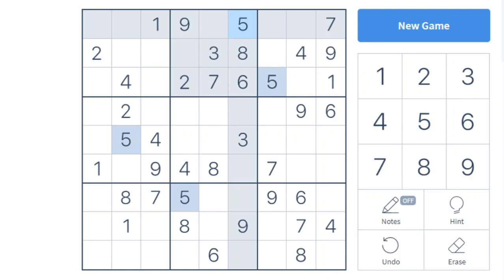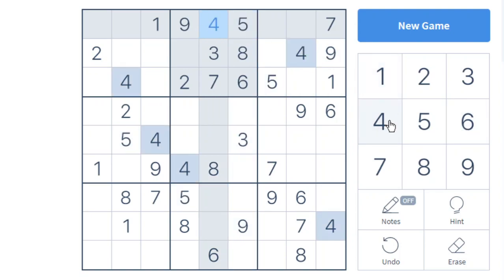And so, we cannot place a 1 in this row at the top, in the square at the top right here, because we already have a 1 in this row. You can only have 1 of each number in a row or a column. That means the only number that can go right there is a 4.